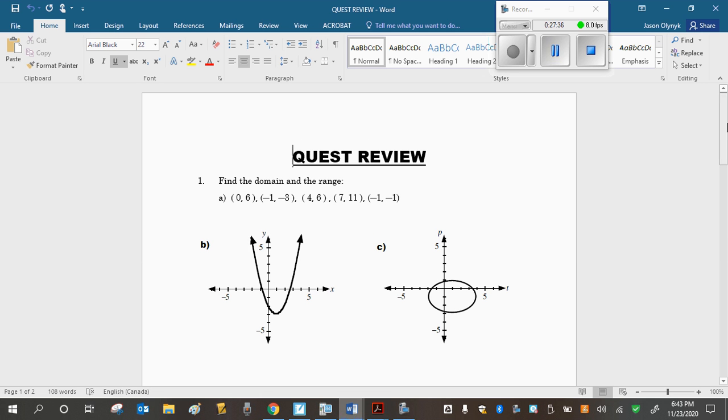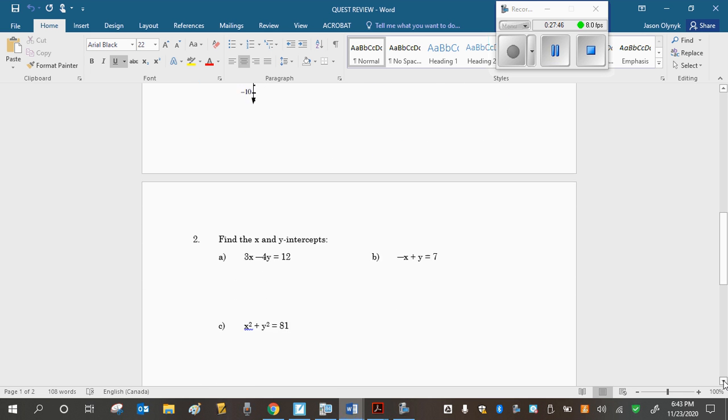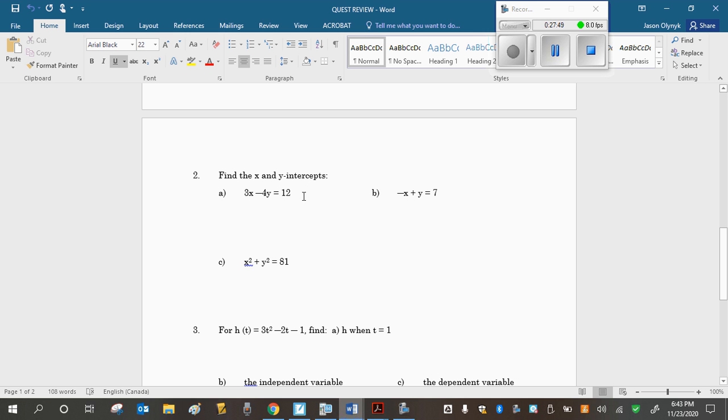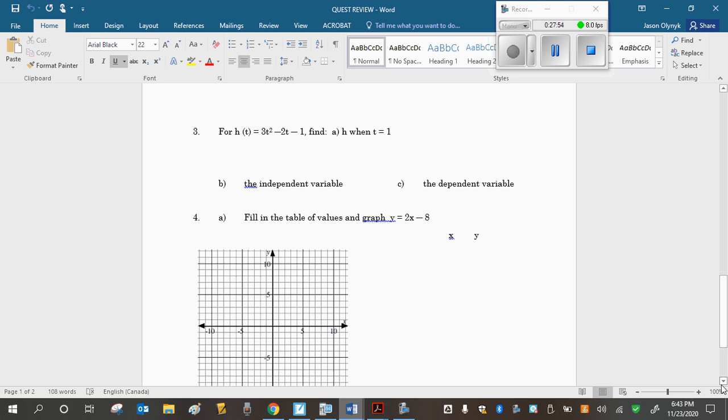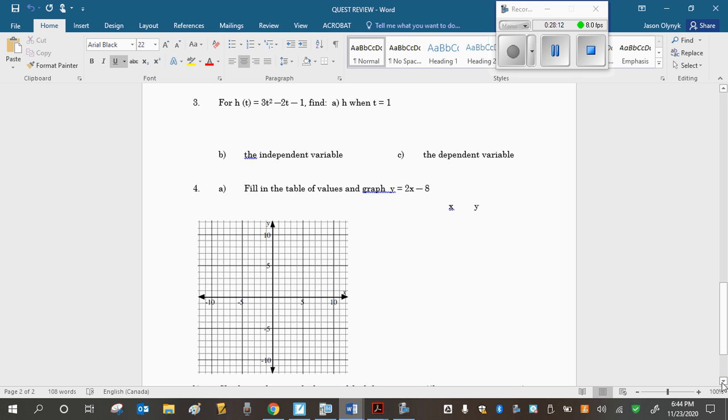Okay, remember domain and range. Domain is the x, it goes left to right. Range is the y, it goes up and down. For the x and y intercepts, find the x-intercept by setting y equal to 0, and you find the y-intercept by setting x equal to 0. And this is function notation, kind of. Wherever you see a t, put 1, and then find out h, independent, dependent variable. And then number 4, you have a table of values, negative 2, negative 1, 0, 1, 2 for x. It was just hard to do that on the computer.